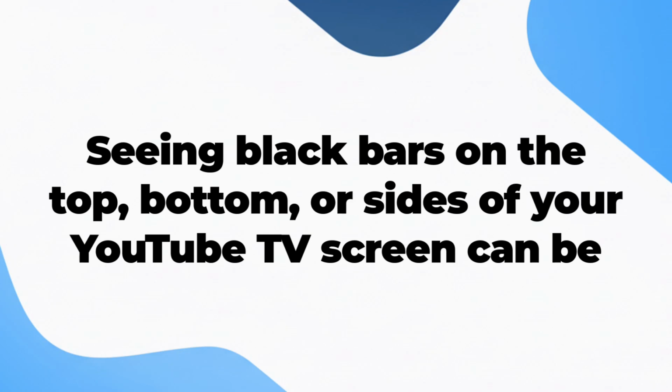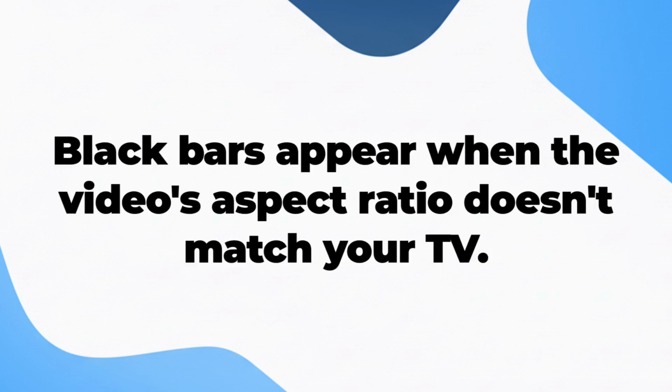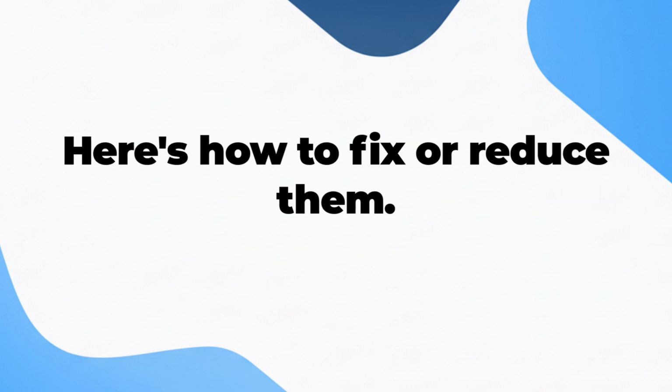Seeing black bars on the top, bottom, or sides of your YouTube TV screen can be confusing, but it usually isn't a problem with the app. Black bars appear when the video's aspect ratio doesn't match your TV. Here's how to fix or reduce them.